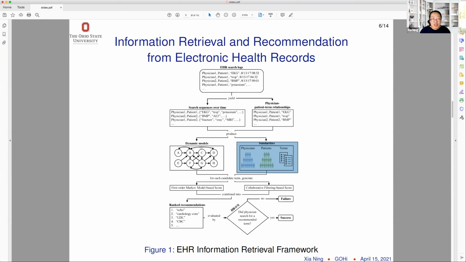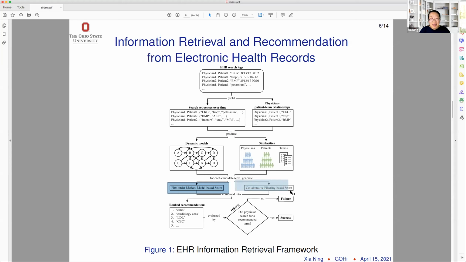So this is about dynamic modeling to model the sequential orderings of the search terms, and also the similarity measurement to identify similar patients and similar physicians. And then we combine these two aspects into some scoring function. So actually we use first order Markov based modeling to model the dynamics, and from there we can have a score to measure the possibility of the next item. So for example, we have 100 possible information items, and each of them will get a score, and the highest scored ones will be the most likely next item, and we can do recommendation based on that.